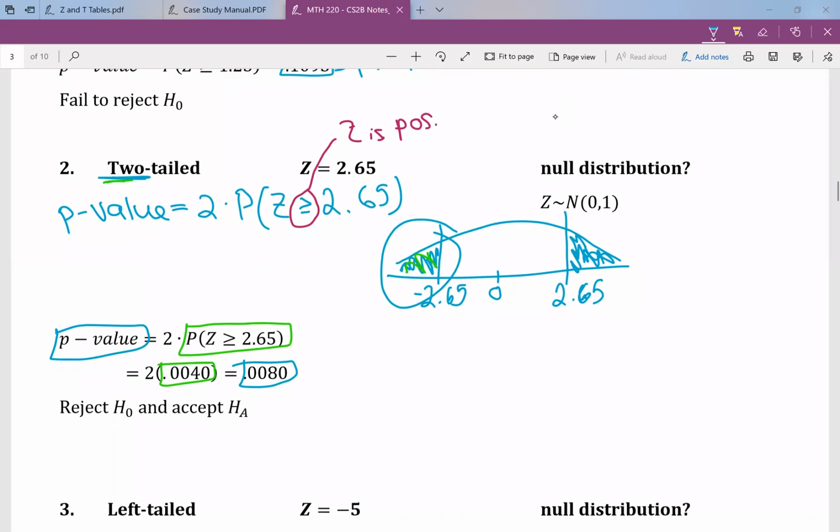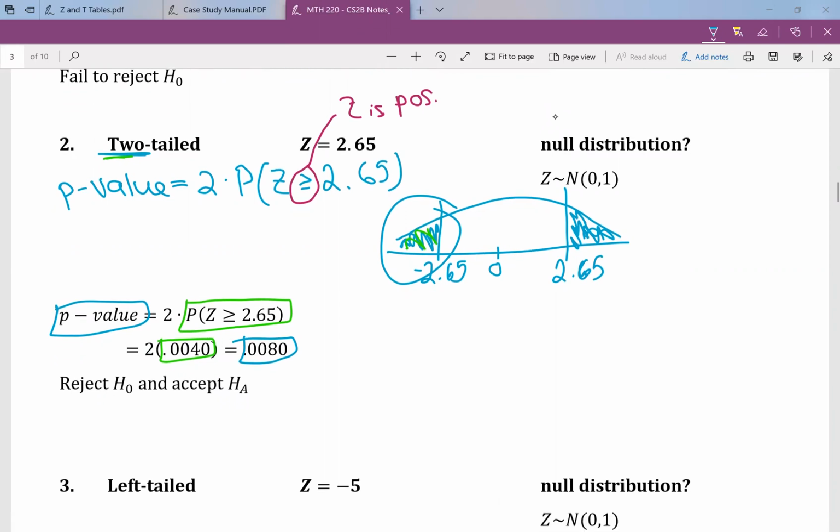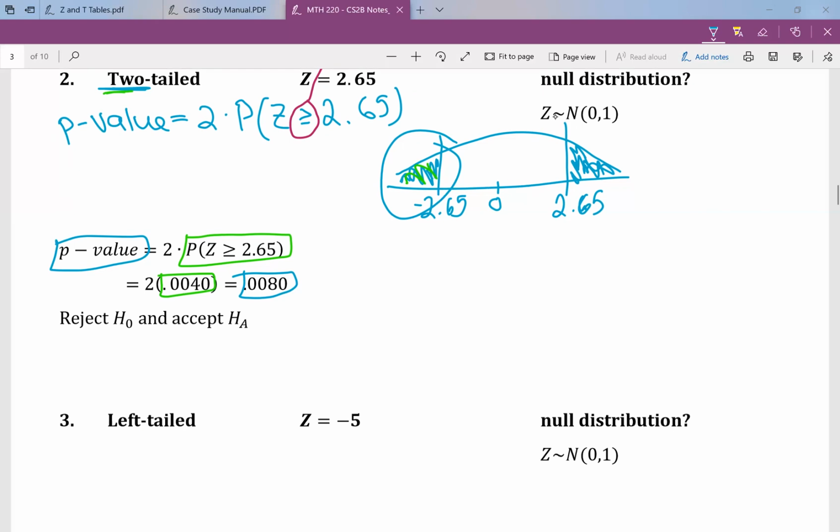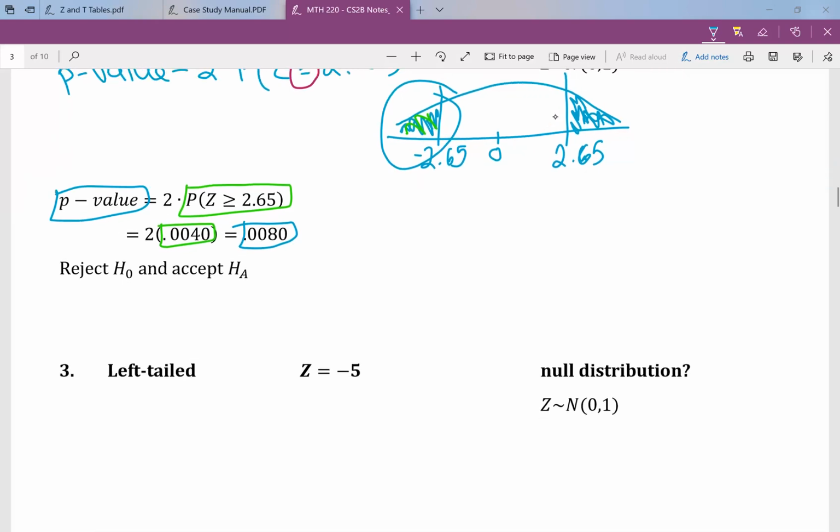Okay, now let's look at a left-tailed test. Z is equal to -5. What's the null distribution? Anytime we have Z, we have the same null distribution: Z follows a standard normal distribution. So let's start with our probability statement for p-value. The probability that Z is less than or equal to -5. We did less than because it's a left-tailed test.